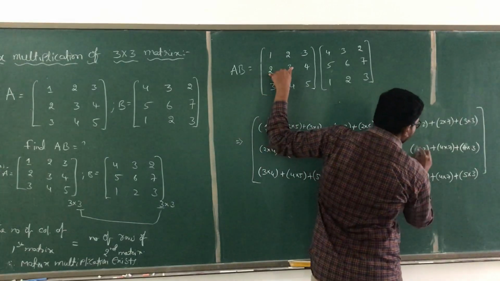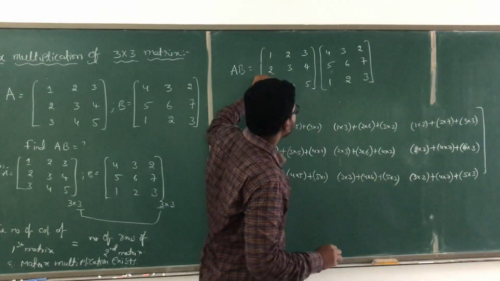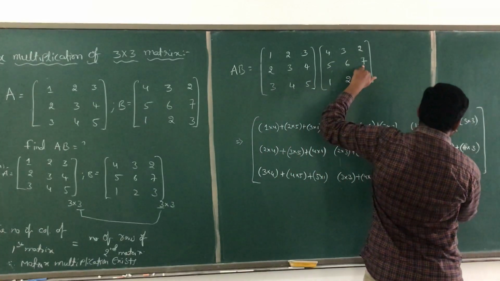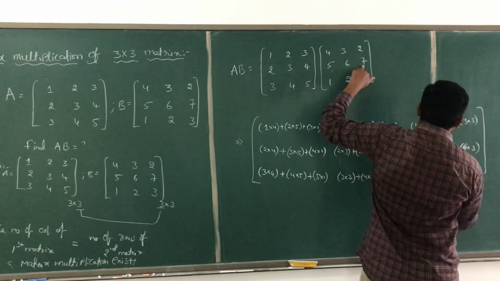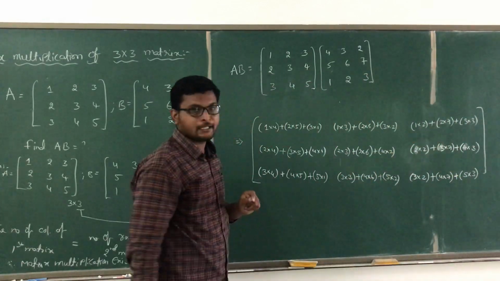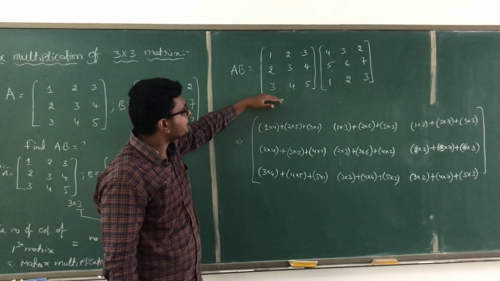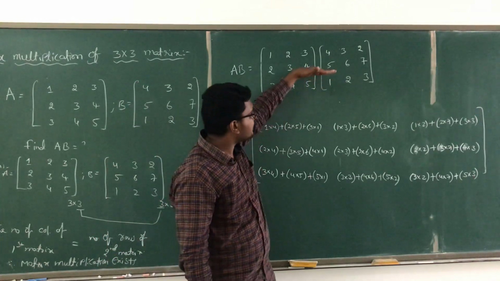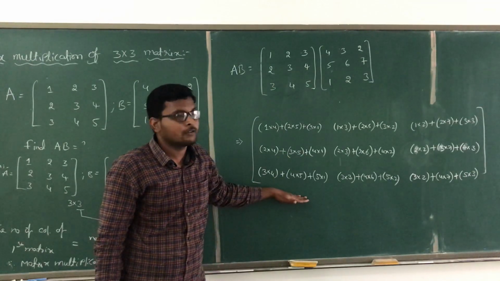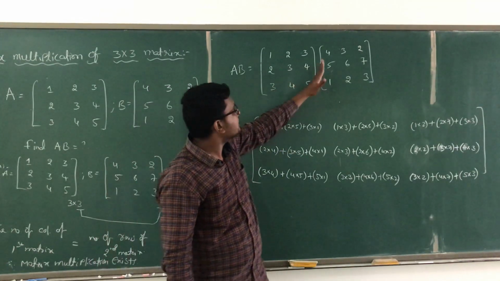That's why I am telling you. 2 into 2 plus 3 into 7 plus 4 into 3. Clear? Now, see here, what are you going to get? As we are moving to the third row here, here also you have to move to the third row. Clear?